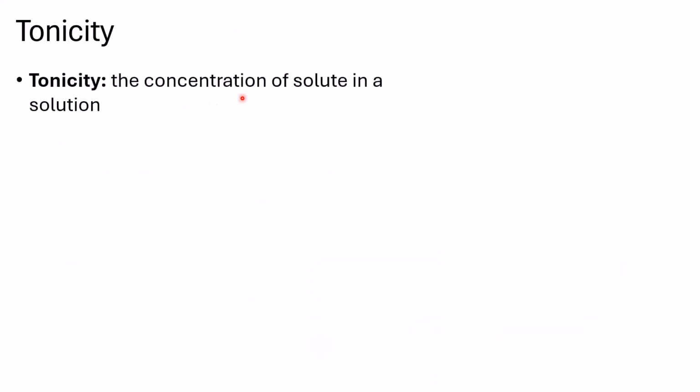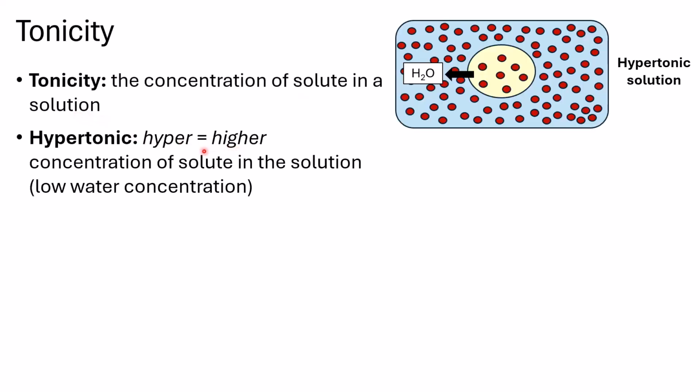Now let's talk about tonicity. Tonicity is the concentration of solute in a solution. Hypertonic, with hyper meaning higher, means that there is a high concentration of solute in the solution. In this diagram, this circle represents a cell, and there is a higher concentration of solute outside of the cell than inside. This means that water will want to leave the cell and enter the solution.